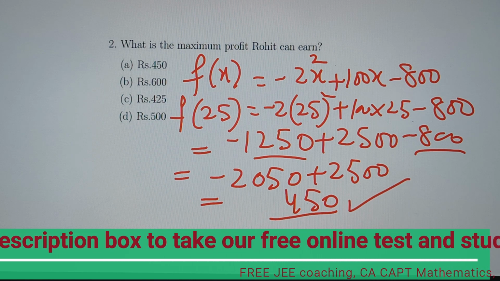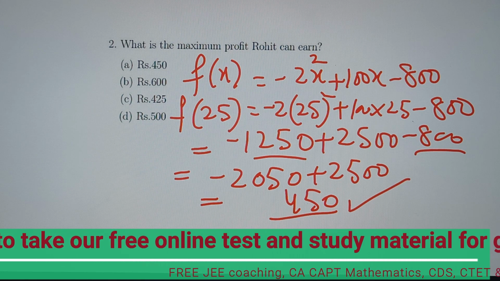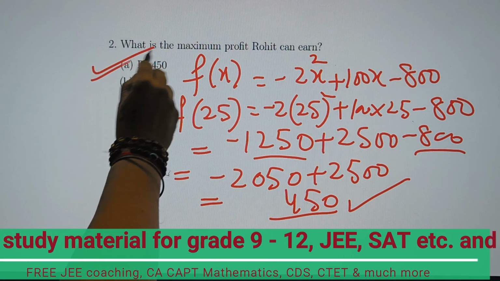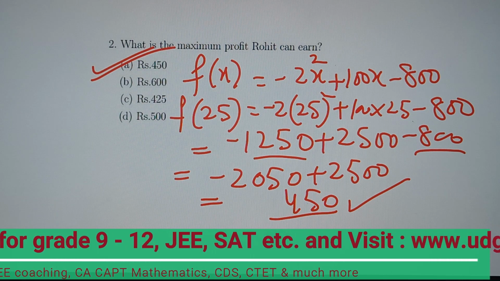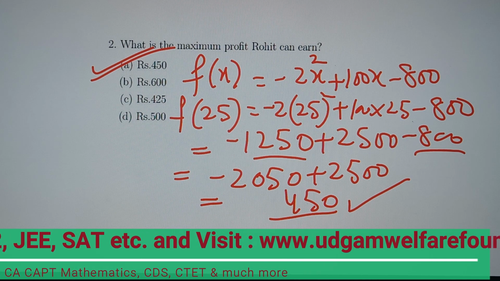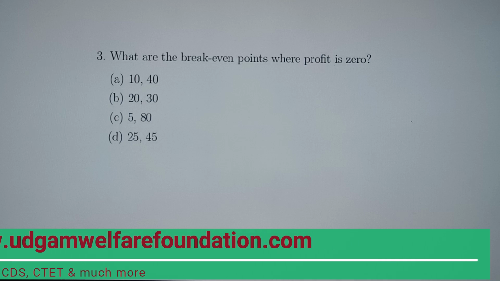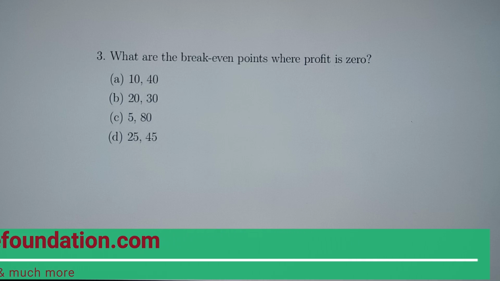So 450 rupees is the maximum profit that Rohit can earn. Therefore, option number A is the correct answer here. Now let's move towards question number 3. So students, here comes our question number 3, which states what are the break-even points where profit is 0.